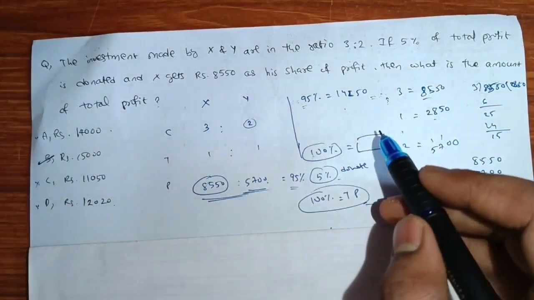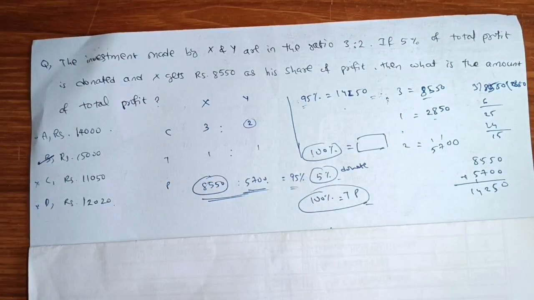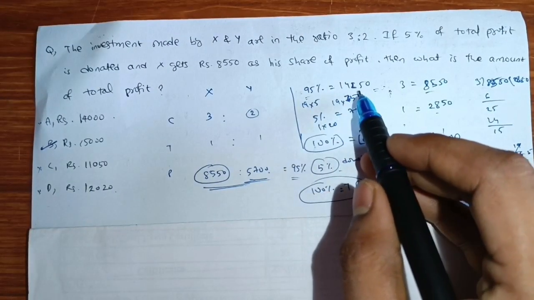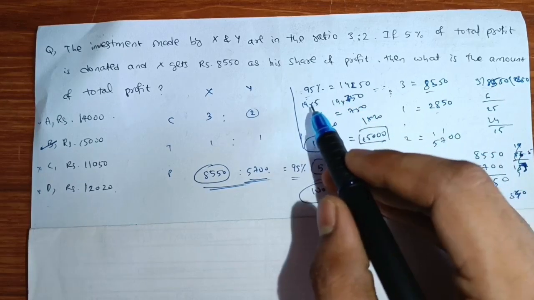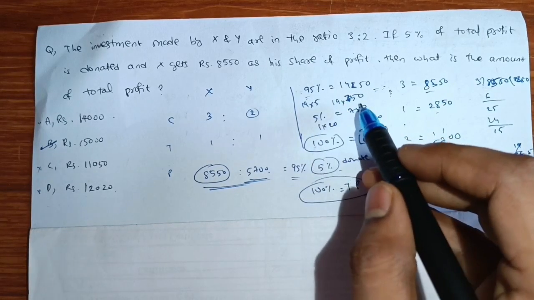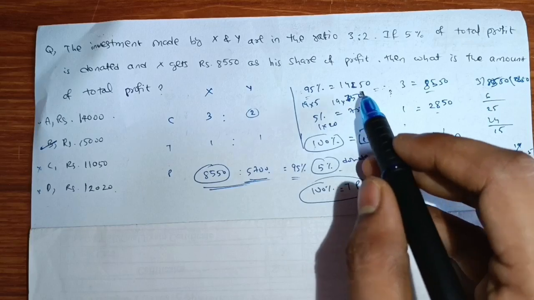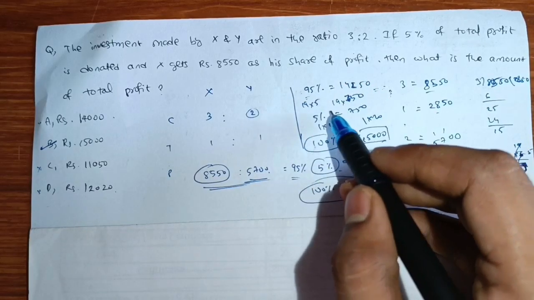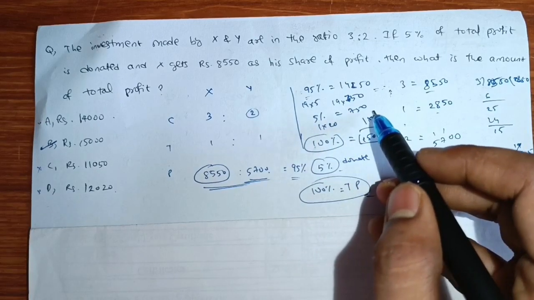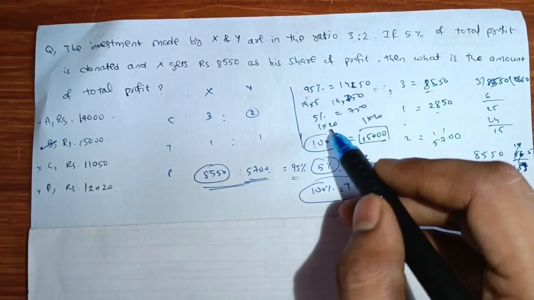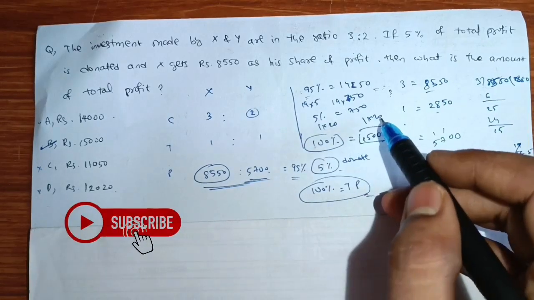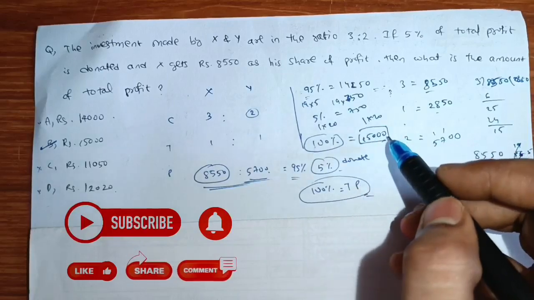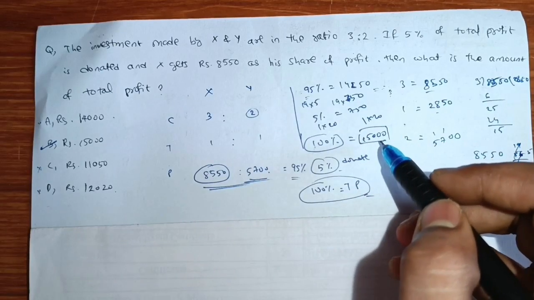So we will confirm by solving. 95 percentage is equal to 14250, meaning 19 times 5, which is 95, equals 19 into 750. So I am cancelling the 19 on both sides, and we are left with 5 percentage is equal to 750. So in order to get 100 percentage I am multiplying here with 20, and here also with 20 on both sides. So if we multiply 20 with 750 we are going to get 15000.